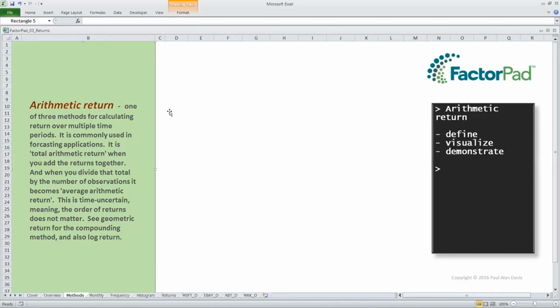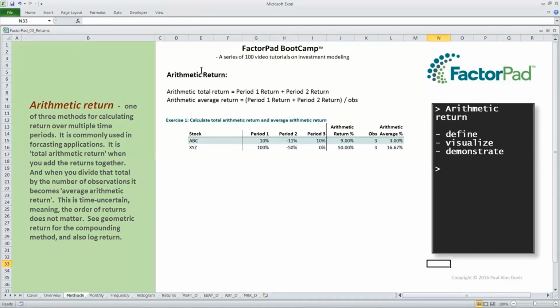It is total arithmetic return when you add the returns together. And when you divide that total by the number of observations, it becomes average arithmetic return. This is time uncertain, meaning the order of returns does not matter. And see geometric return for the compounding method and also log return. And yes, you'll need to differentiate between these, so I think it'll help to get the visual. We're sitting here in Excel, and this is a snippet from our bootcamp course. Let's simplify this to 2 periods, but it could apply to 3 and beyond.